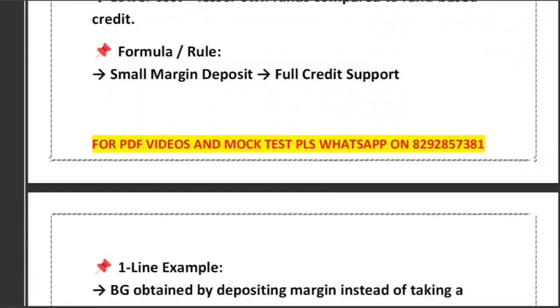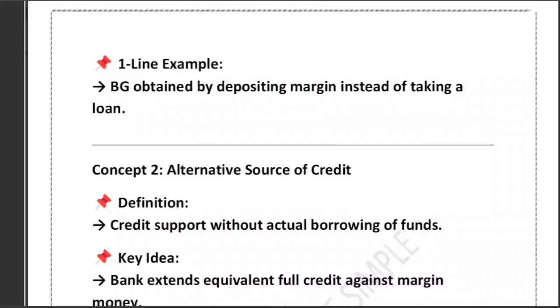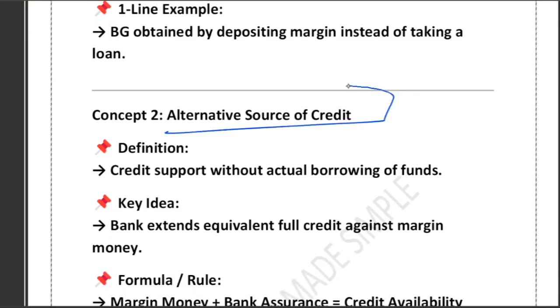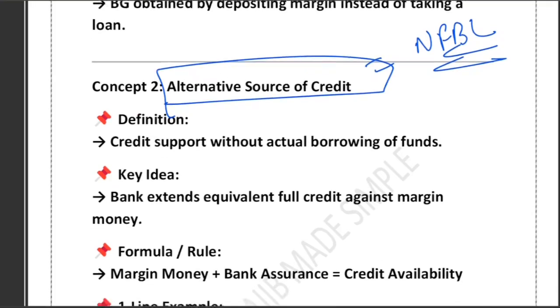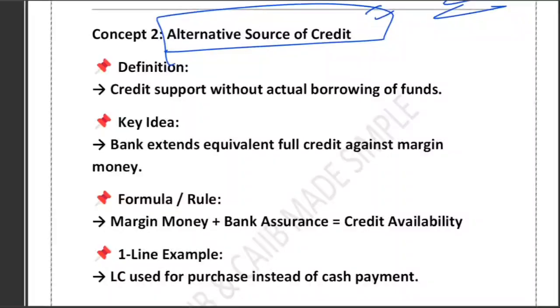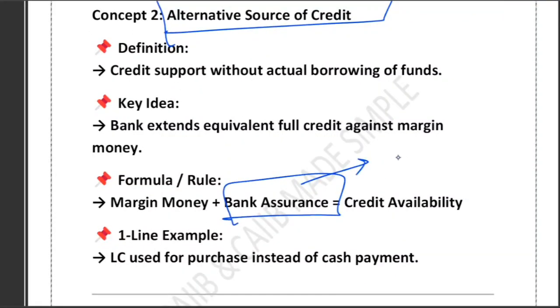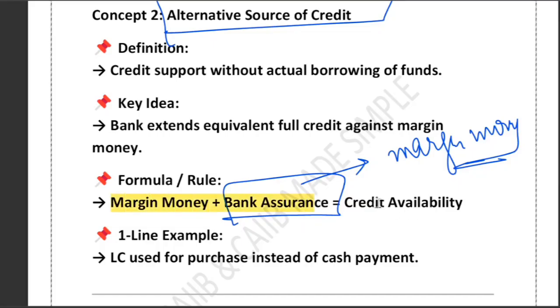So what is the alternative source of credit? Yes, now think of the non-fund based limit as an alternative way of getting credit. It is just an alternative source of credit. You are not borrowing money, but still you get the credit support. That's why this is called an alternative source of fund. How? The bank gives assurance based on your margin money. So remember this formula: margin money plus bank assurance is equal to credit availability.